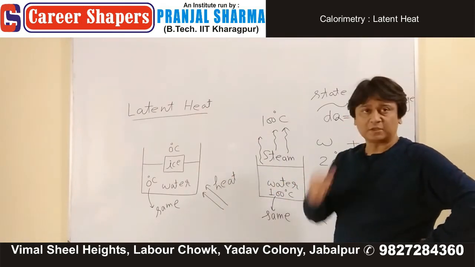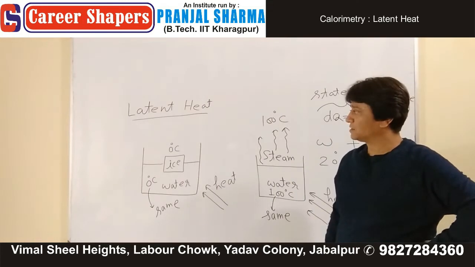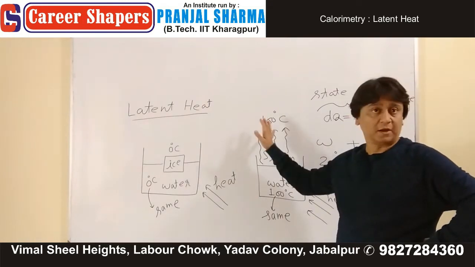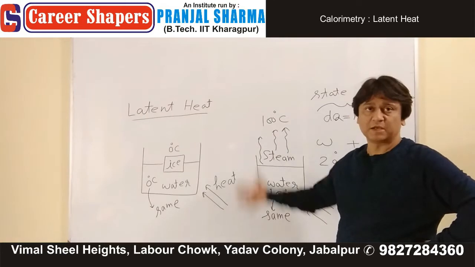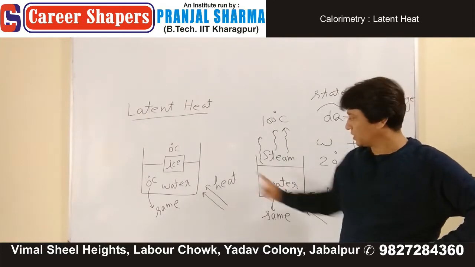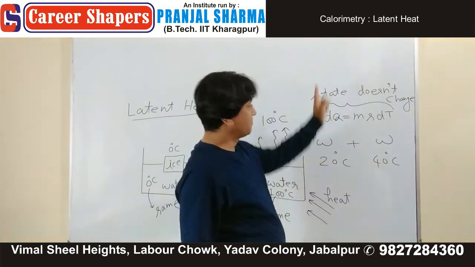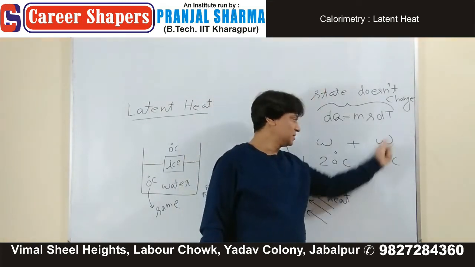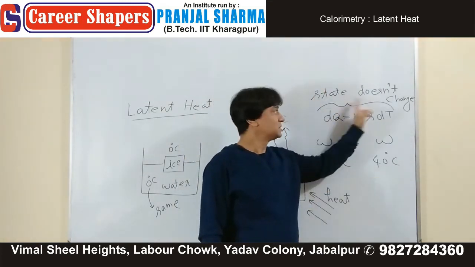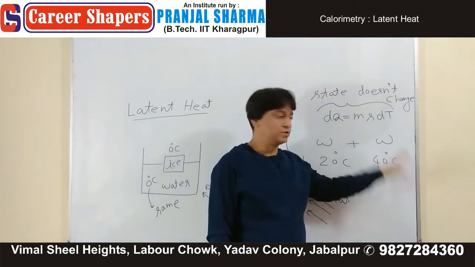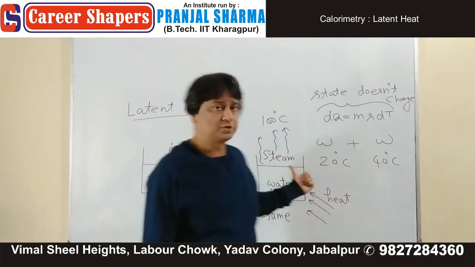Draw these figures and then we'll write a few statements and everything will be clear once we see some examples. Draw this figure and also this, and don't forget to write that dQ equals m s dT is used when state does not change. Note down this much.